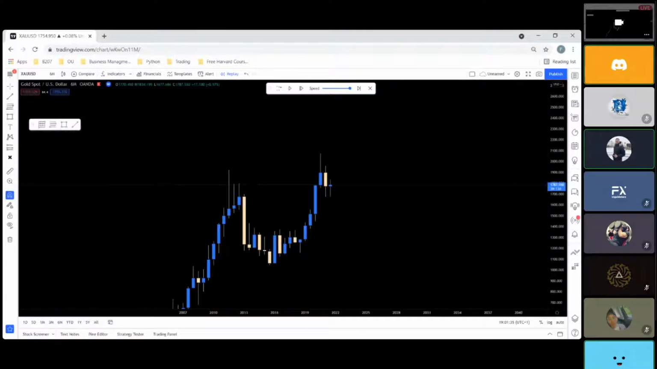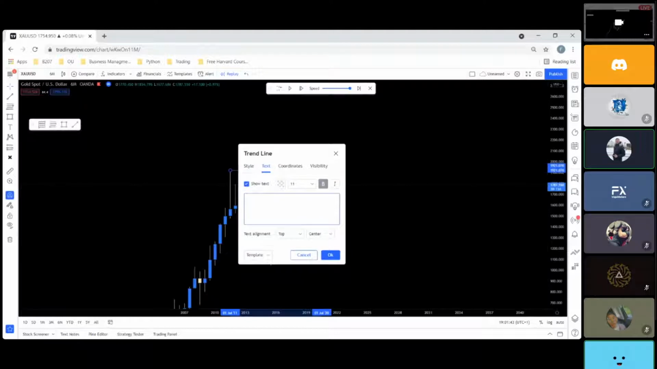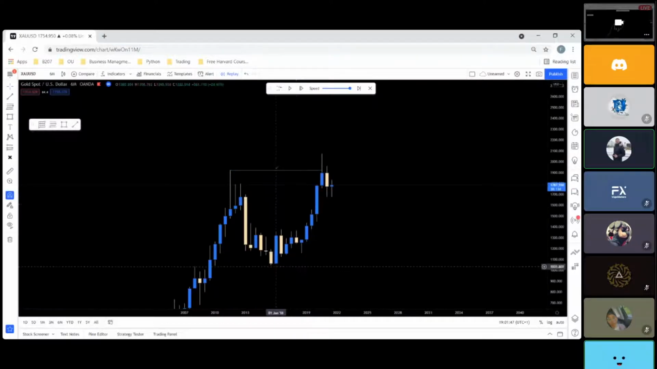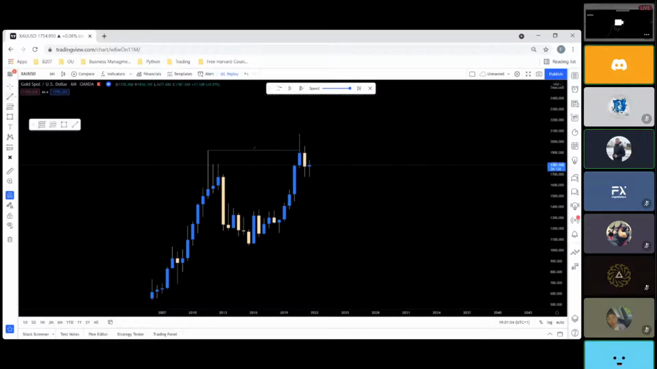So on the 6 month here, not much is happening really. We broke structure here, and we've just held structure here. Obviously, feeling this little bit of imbalance here.